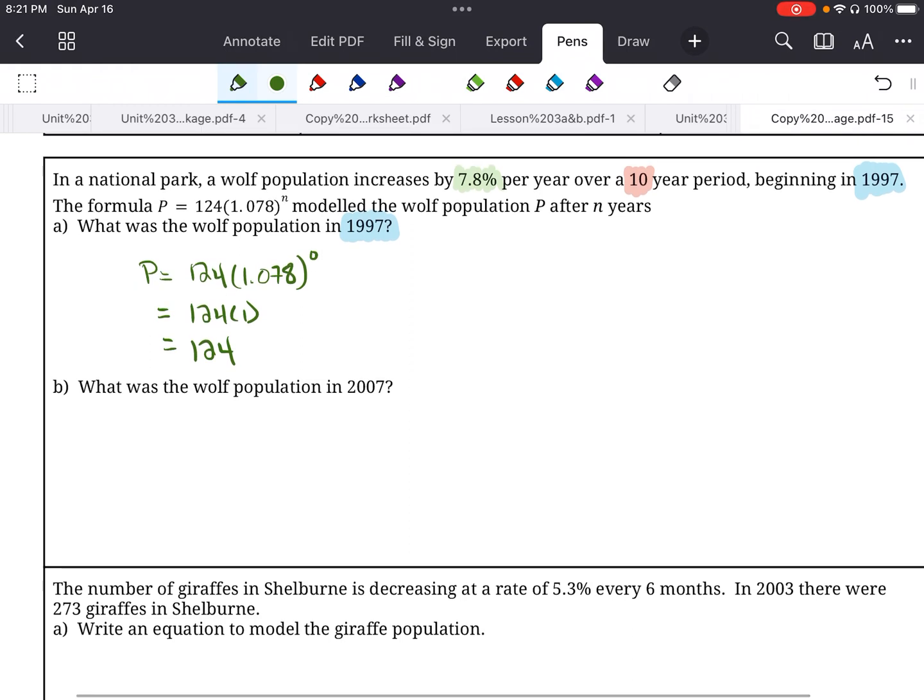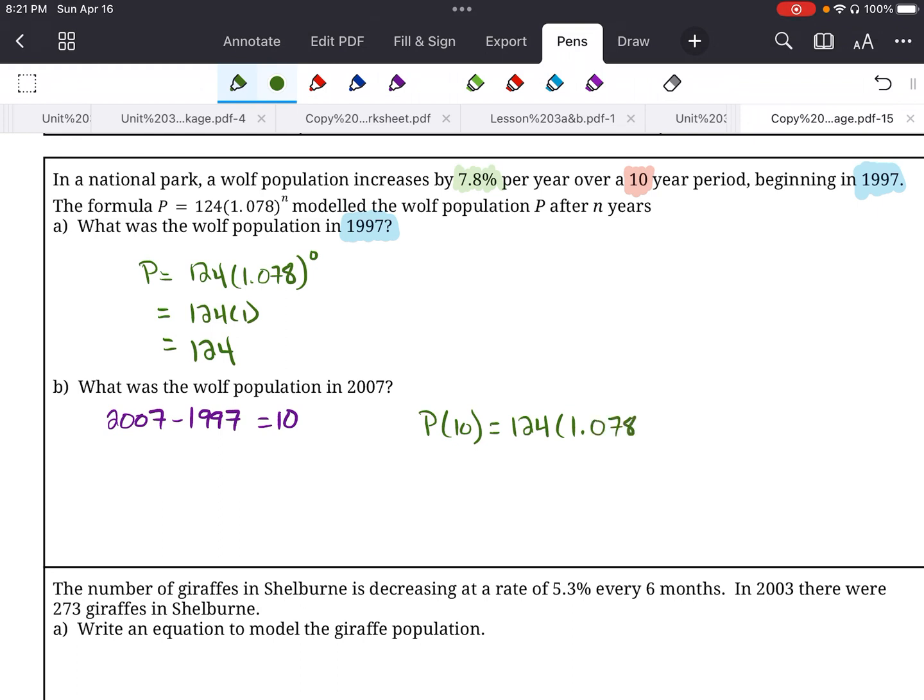Okay, and then B, what was the wolf population in 2007? So first thing we need to do is figure out how many years have passed since the study started, and that is 10 years. So we're going to use that as our n here. So we have 124 initial value. It's a growth rate of 7.8%, and we're doing to the power 10.